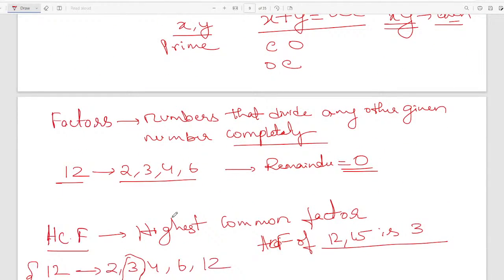What are factors? Factors of numbers are those numbers that divide the given number completely. What does it mean completely? That means when you divide that number, you would get the remainder as 0. There would not be any remainders.